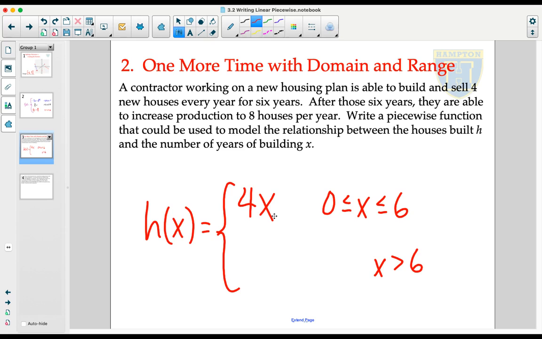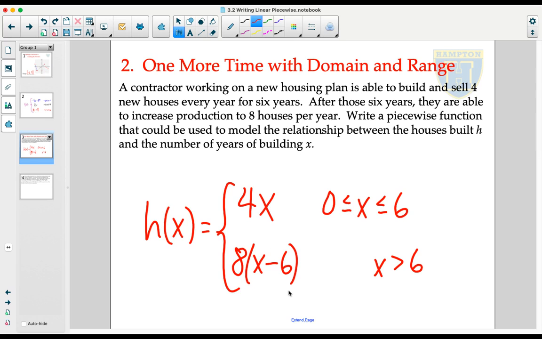Once we get above the 6th year, though, we have that rate change. And that rate change is only going to apply to those years that are beyond the 6th year. 8 is our new rate, and we only want it to apply to the years that are beyond the 6th year.